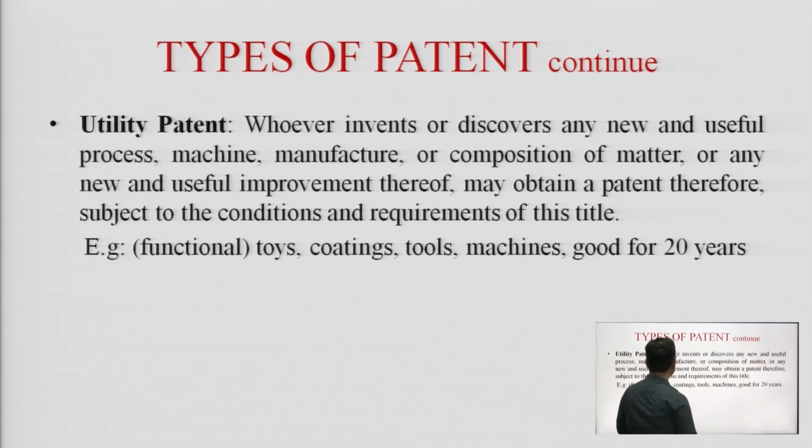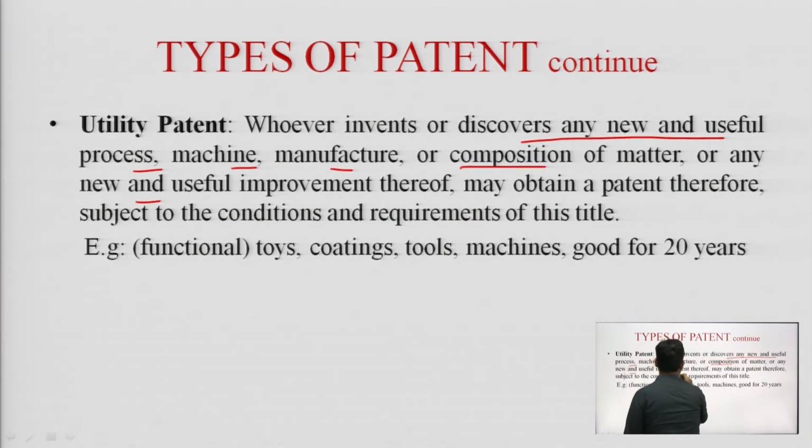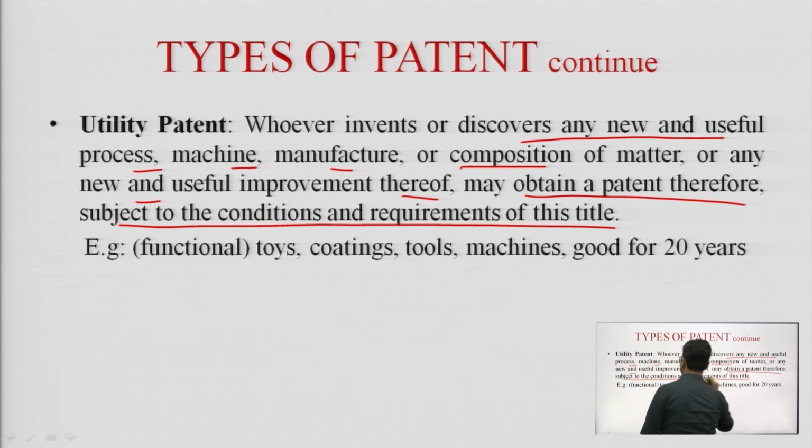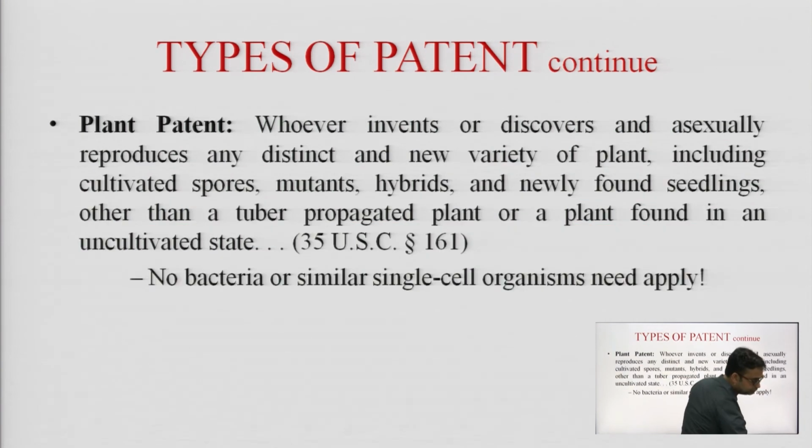Utility patents, one of the types of patents. Whoever invents or discovers any new or useful process, machine, manufacture, composition of matter, or any new and useful improvement thereof may obtain a patent, subject to the conditions and requirements of the title. For example, toys, coating, tools, machines, functional forms will get the patent, and the patent is given for 20 years.